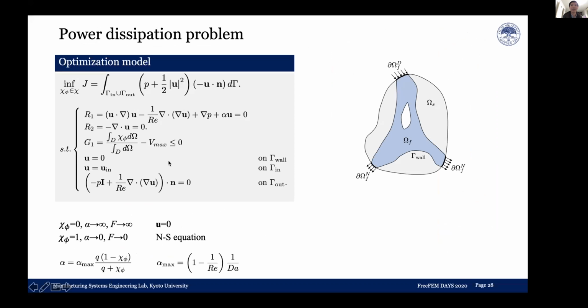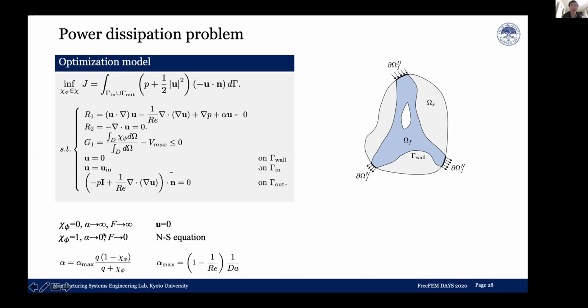Okay. The second design problem is to minimize the pressure drop between the inlet and outlet. Or in other words, we minimize the power dissipation of the flow system. So for now, we assume that the fluid flow is steady state incompressible laminar flow. So in our level set based material-based method, we have to introduce a Brinkman model, this alpha u. So alpha is the inverse permeability.